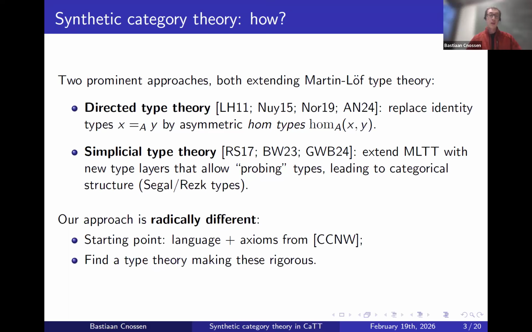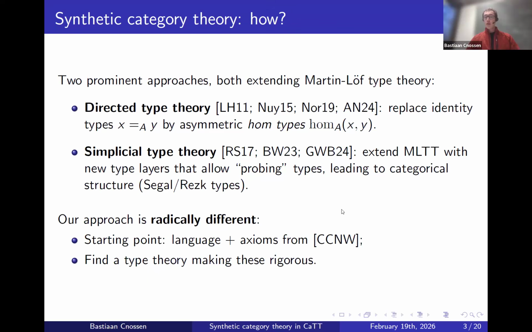And then there's a second approach, which is also based on Martin-Löf type theory, and it just keeps the equality types of Martin-Löf type theory the same, but it adds additional layers to the type theory that allow us to talk about morphisms in a type, maybe commutative diagrams, and then we can select certain types that behave like categories. Those are called the Segal and the Rezk types, in which there is a notion of composition, which is unique up to homotopy.